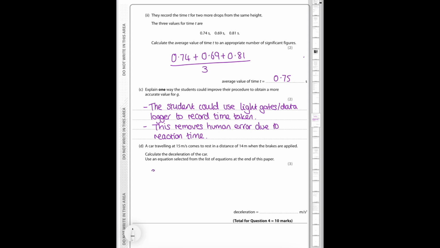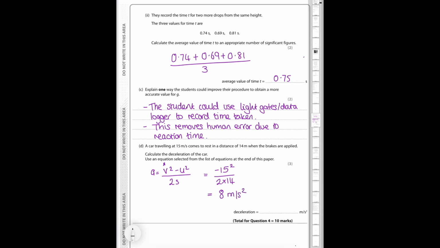So the equation that we would use here is acceleration is v squared minus u squared divided by 2 times the distance. And if we substitute our numbers in, we get minus 15 squared, and that's because we've got our final velocity, because it's coming to rest, is going to be 0. So 0 minus the initial velocity, which is 15 squared, gives us minus 15 squared, divided by 2 times the distance, so 2 times 14. And if we calculate that out, that gives us an answer of deceleration at 8 meters per second squared.